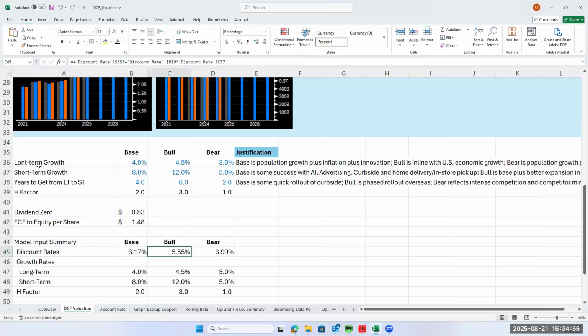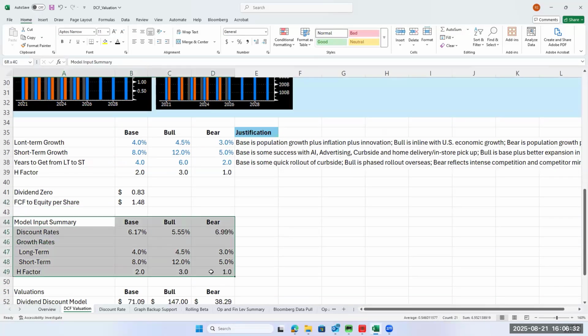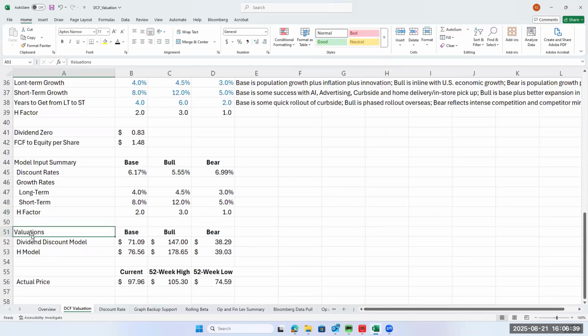I bring over my discount rates from the discount rate page. And I summarize all of our assumptions down here: base, bull, and bear case discount rates, growth rates, the H factor. Then I use the valuation models: dividend discount model, H model, base, bull, and bear. You can get pretty significantly different answers for a lot of stocks, even much wider than you're seeing here with Walmart. I like to compare that to the current price, the 52-week high and the 52-week low, just to give some sense of how expensive or cheap the stock is.